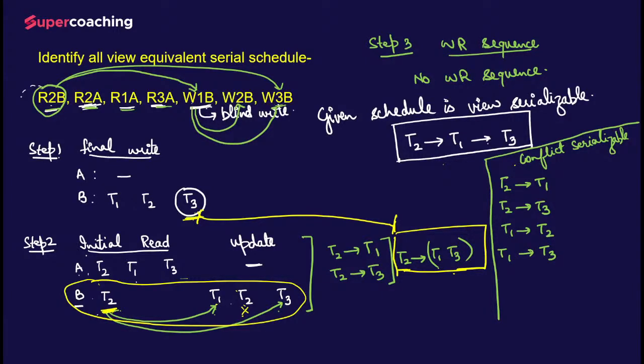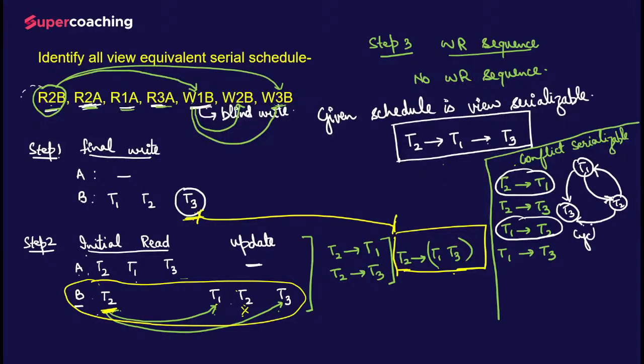You are asking how is it conflict serializable? Have you observed that in this case we are getting a cycle? T2 to T1 is there, T1 to T2 is also there. If you cannot observe the cycle like this, just construct the precedence graph. We have T1, T2 and T3. So I'll just provide the edges. T2 to T1, T2 to T3, T1 to T3, and T1 to T2 are there. Since a cycle exists in the precedence graph, this means that it is not conflict serializable.